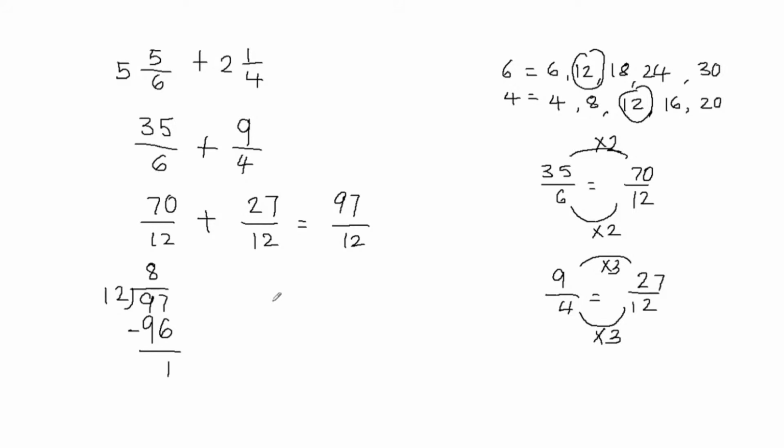Now we're going to write this in the form of a mixed fraction. When we write this in the form of a mixed fraction, our quotient goes first. So we're going to put 8 first. 8 becomes my whole number. And then we're going to use the remainder and divisor to make the fractional part. So the remainder becomes the fraction's numerator, and the divisor becomes the fraction's denominator. So my answer is going to be 8 and 1/12. That's going to be our final answer.